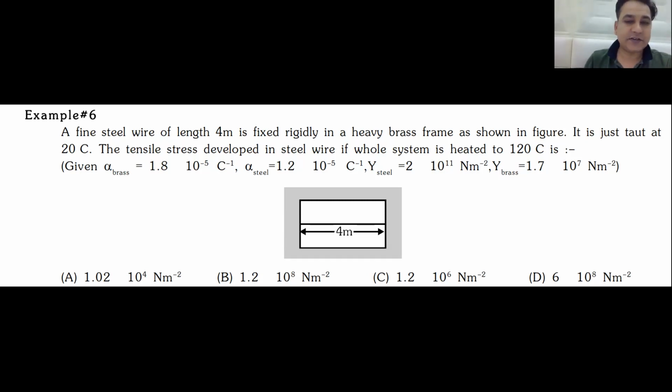Young's modulus is given. Wow, Young's modulus. I love Young's modulus. In the steel wire, they're asking. Two minutes. B option, sir. That is the correct option. B option is correct. If you got this, well done.